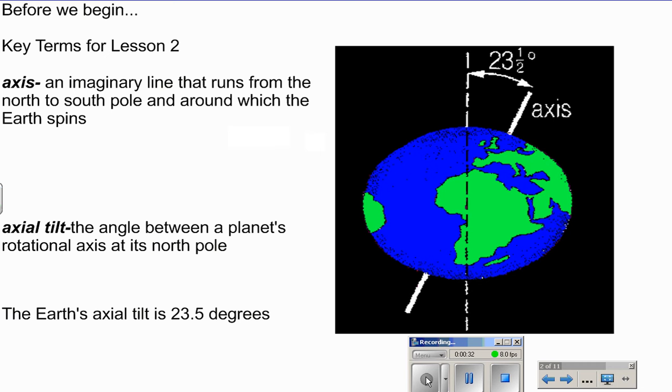The picture to the right shows this. You can see the axis where the north and south poles are, and you can tell they're not directly at the top and bottom. The dotted line shows you the amount of tilt the Earth has as it rotates.